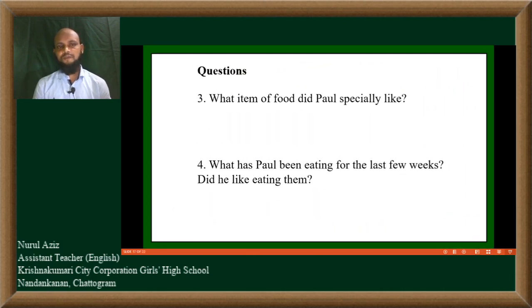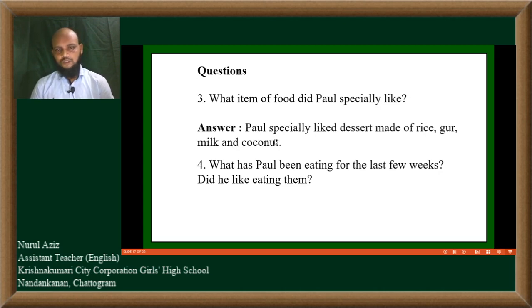Now question 3. What item of food did Paul specially like? Paul specially liked dessert made of rice, gur, milk, and coconut. So dessert. Now question 4. What has Paul been eating? That means has been eating. This is present perfect continuous tense. What has Paul been eating for the last few weeks?